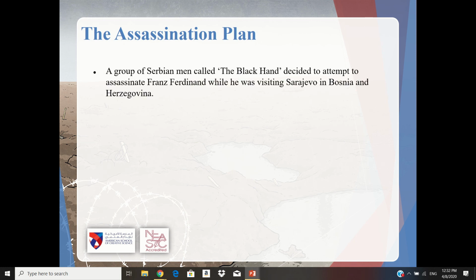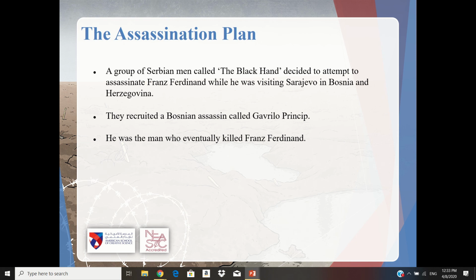So a group of Serbian men called the Black Hand decided to attempt to assassinate Franz Ferdinand while he was visiting Sarajevo in Bosnia and Herzegovina. They recruited a Bosnian assassin called Gavrilo Princip. He was the man who eventually killed Franz Ferdinand.